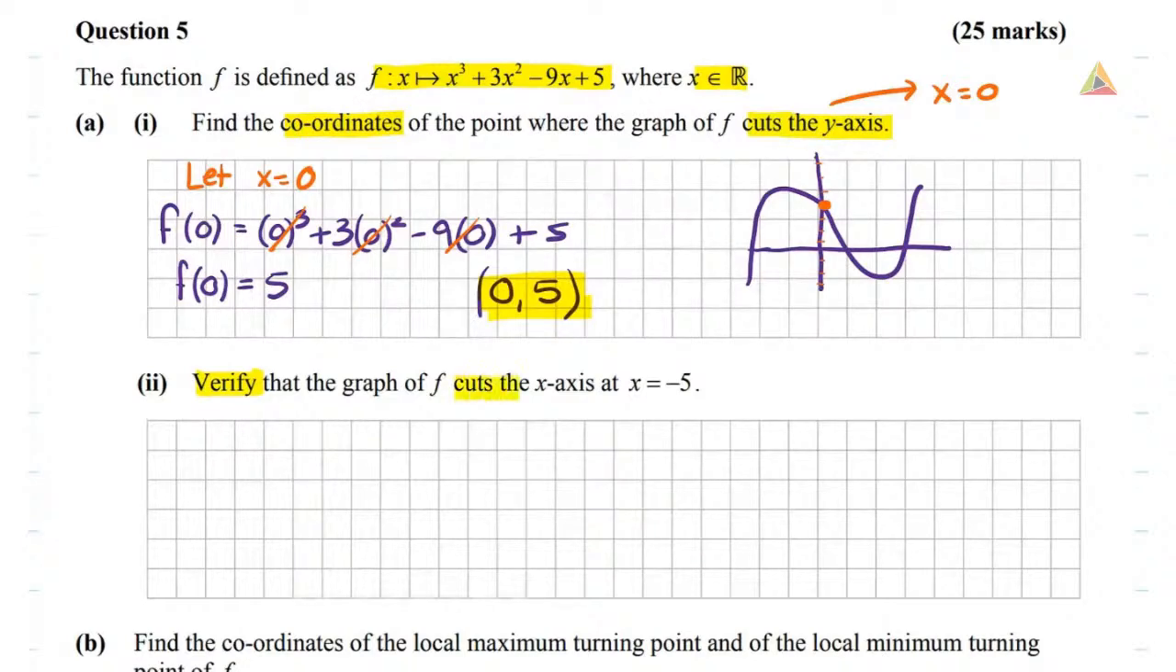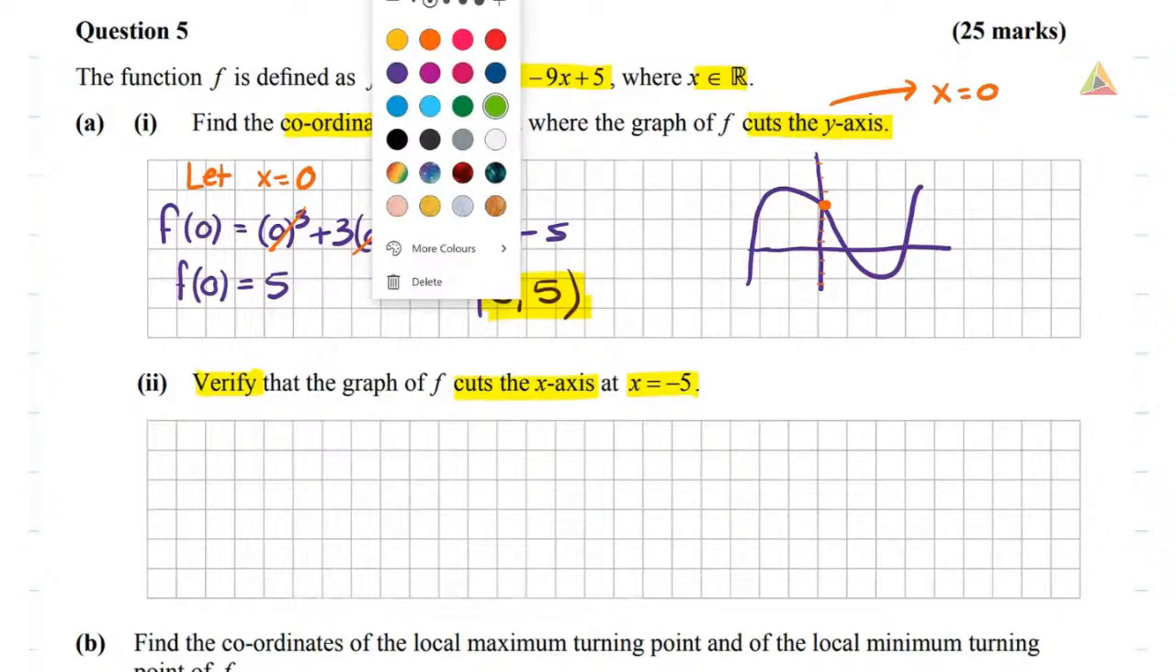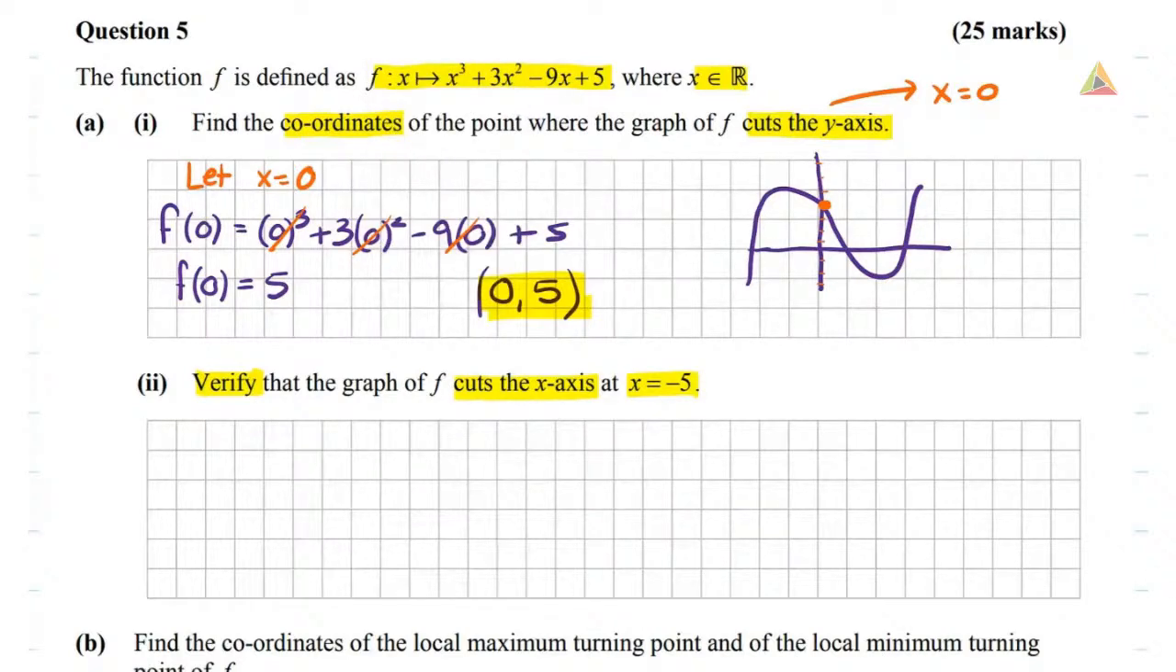Okay? So part 2 asks us then to verify, so we're checking that the answer is correct, that the graph cuts the x-axis this time when x is minus 5. So if I just go back to my previous diagram up here, now I'm looking for where the graph cuts the x-axis and we're hoping that one of those points is equal to minus 5. You can see from my diagram, again, we're not completely sure if it's accurate, it cuts the x-axis at 3 points.